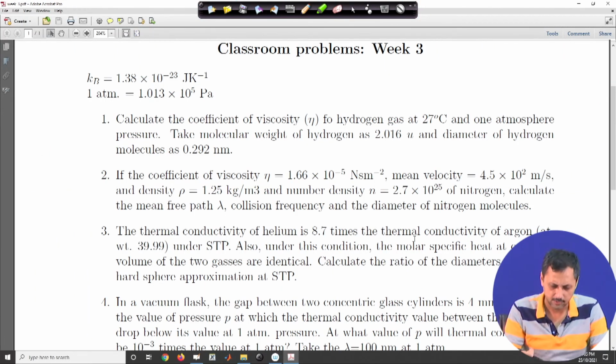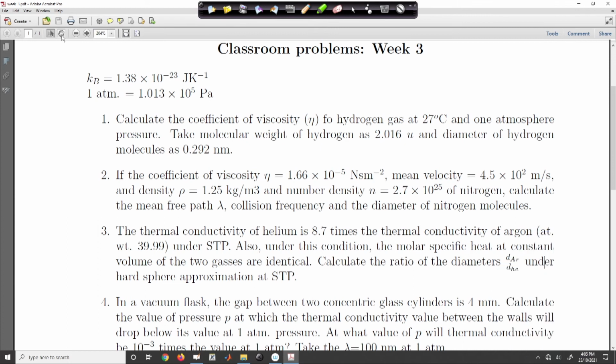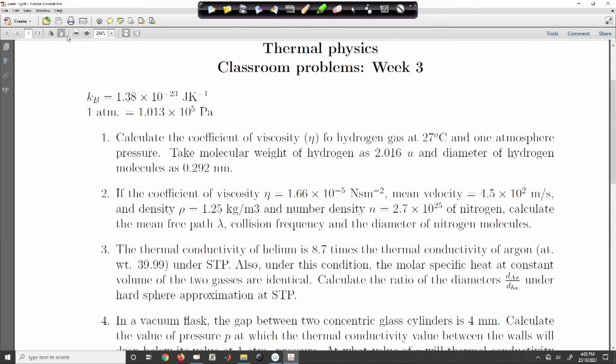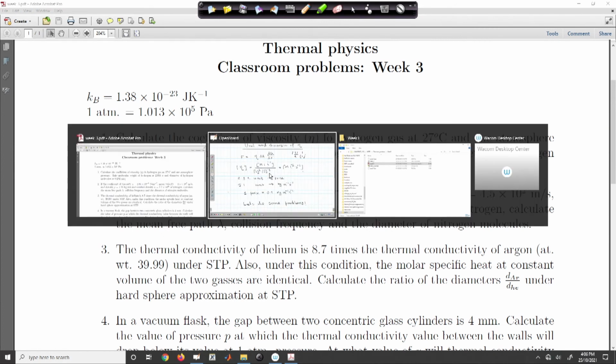Let us look at two quick problems from the classroom problem set of week 3, the first and the second one. The first problem is pretty straightforward, where we have to calculate the coefficient of viscosity for hydrogen gas at 27 degrees centigrade and 1 atmosphere pressure. Take the molecular weight of hydrogen as 2.016 u, where u means the atomic mass unit, and the diameter of a hydrogen molecule as 0.292 nanometer.